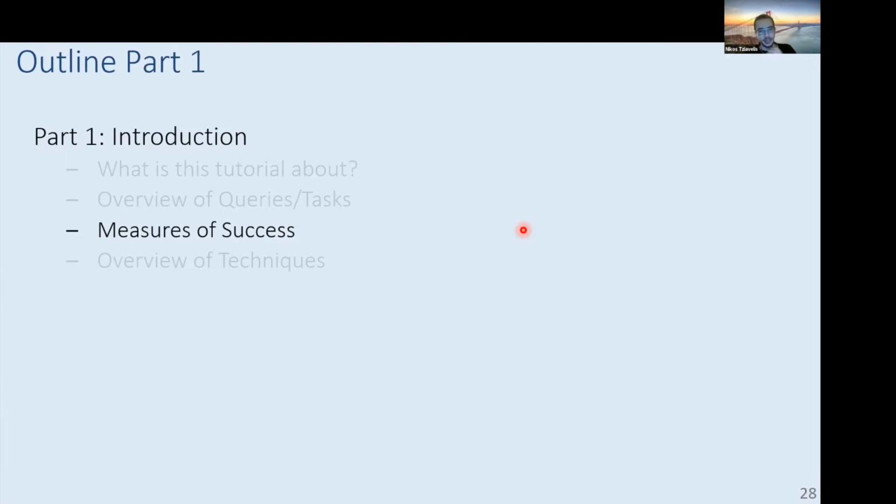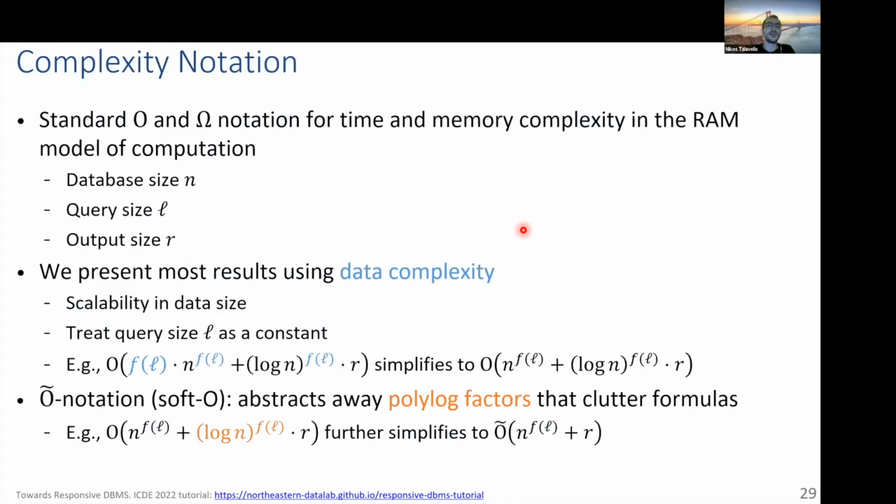Now, let's look at how to measure success for these techniques. We will be using the standard big O and big omega complexity notations and the standard RAM model of computation. We have the size of the database, for which we will be using the symbol N, and the size of the query, which we will be denoting by L. And finally, we have the size of the output, which is R.